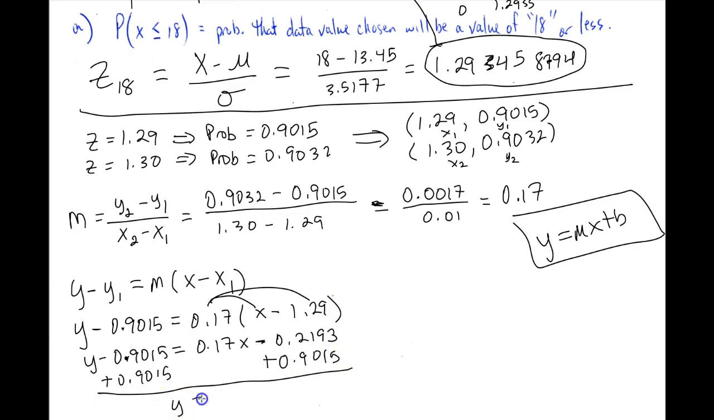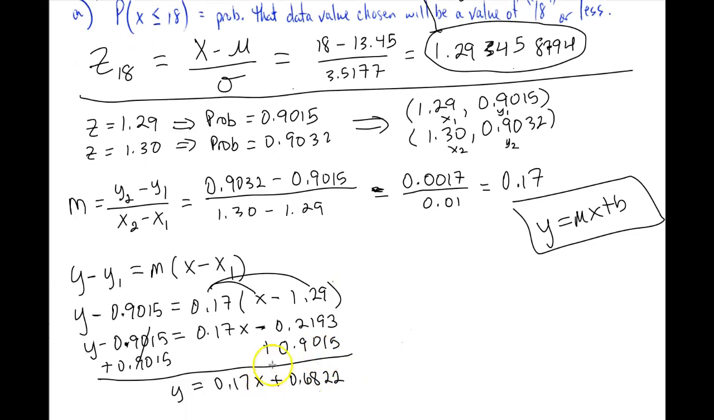And the result is here, once that cancels, that y is equal to 0.17x plus 0.6822. And that is what our equation of a line is.